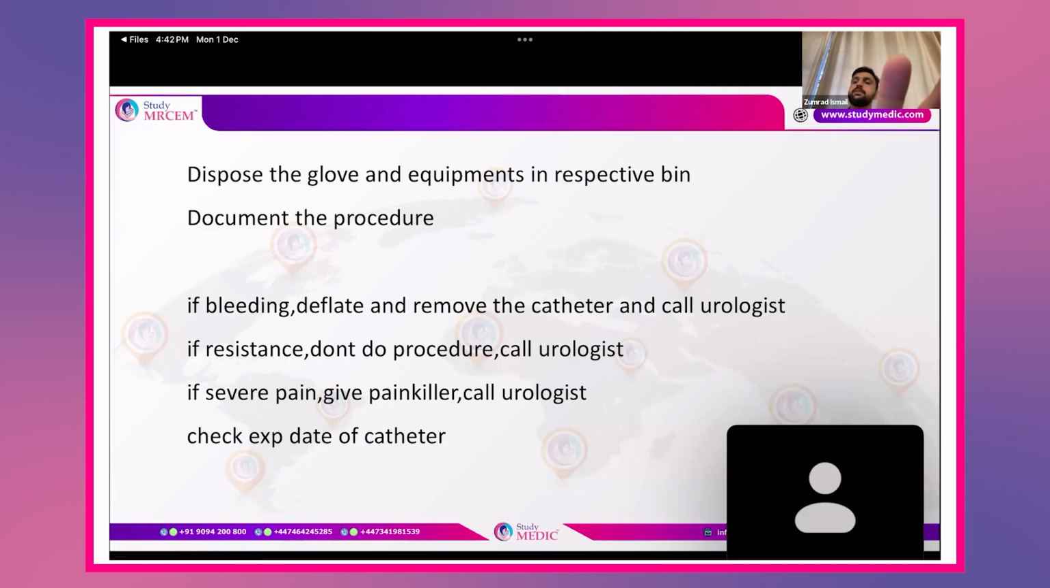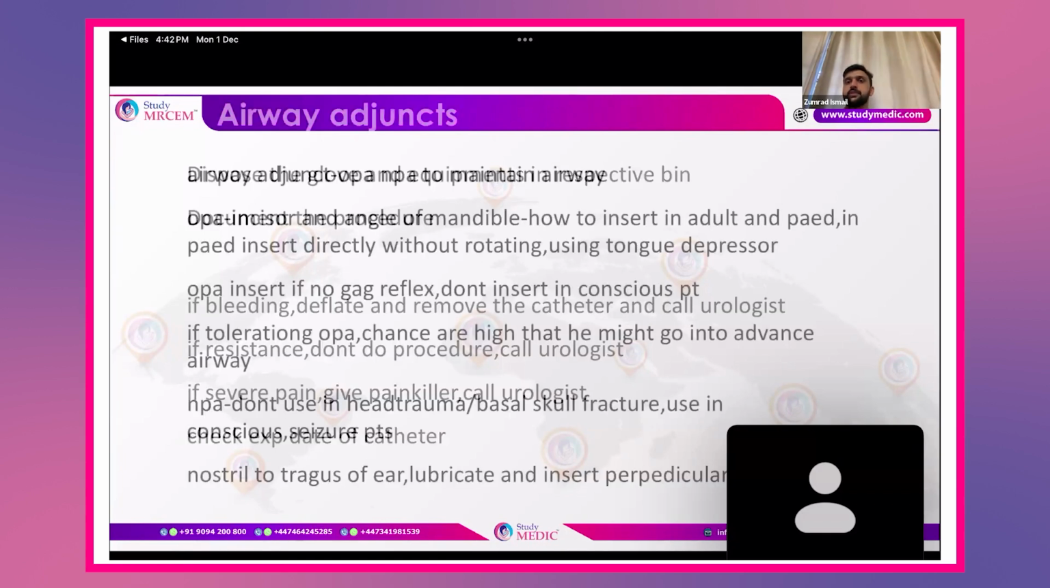And before any procedure, we have to ensure that all the equipment is within the expiry date. We must check the expiry date of the equipment. Here is the catheter, there the chest drain tube, everything we have to check.